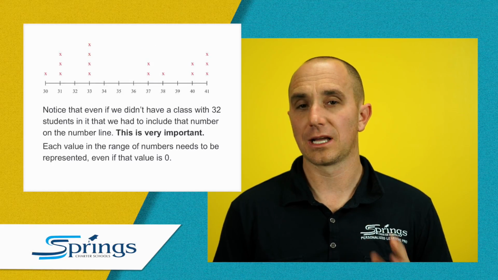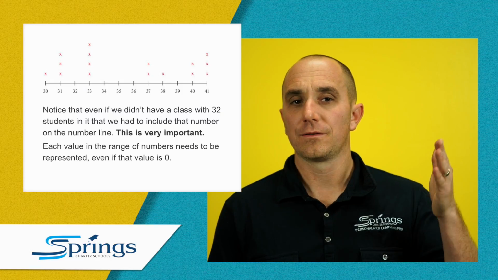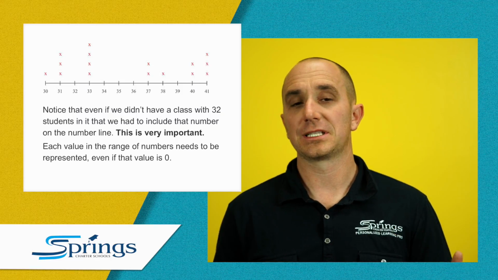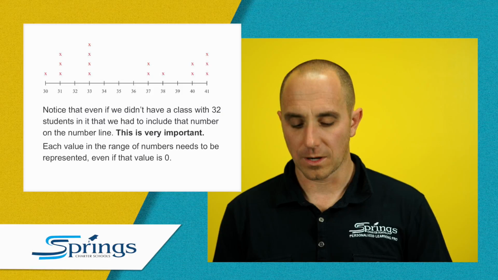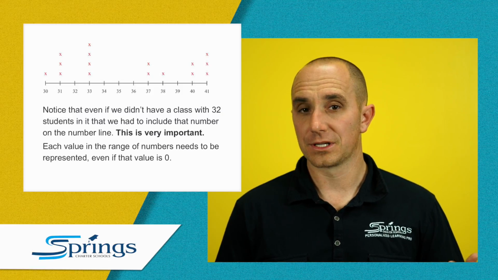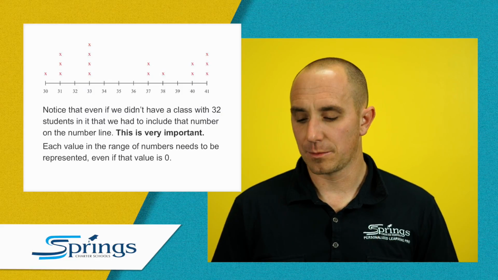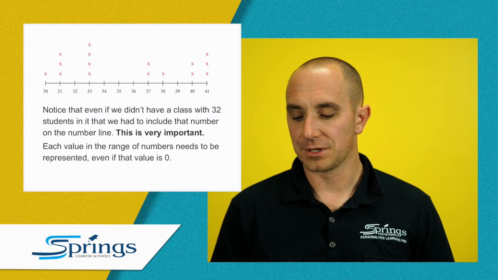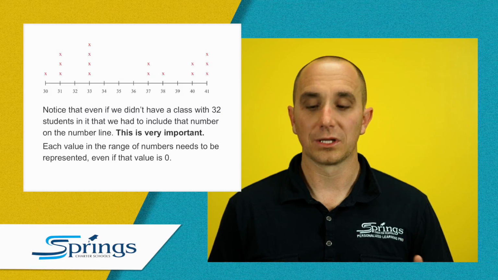All right, so you can see here my line plot. Like I said, the span was from 30 to 41, so you can see my number line starts at 30 and ends at 41. You'll also notice that we didn't have a class of 32 students, for instance, but we still included it on the number line, as we did 34, 35, 36, and 39. And this is really important.